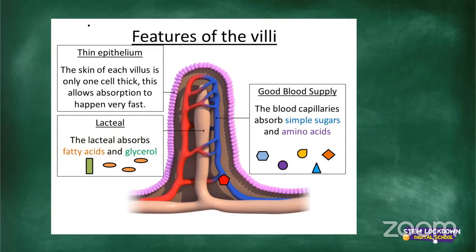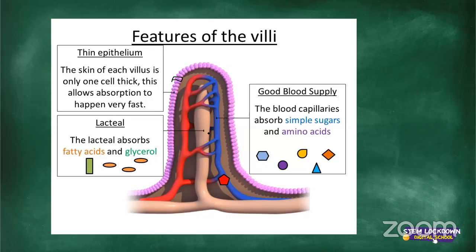Okay, so here is just another structure. If you didn't get what happens at the villi from the previous slides, you will probably get it now. So we have a thin epithelium, right? Here are your epithelial cells that we spoke about. And we also said that they are rich in mitochondria. This is where diffusion and active transport takes place. Diffusion and active transport of the nutrients, right, of the digested food. So the skin of each villus is only 1 cell thick, and this allows absorption to happen very fast.